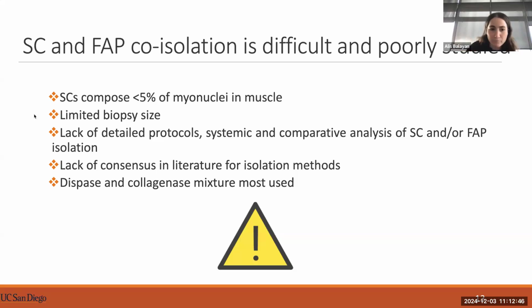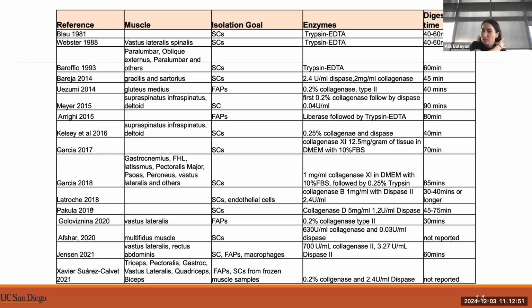So when I did my literature review, I found that a lot of these studies that have been published use either a combination of dispase or collagenase. And for me, I was interested in isolating both at the same time. So I had to come up with an enzyme formulation that would allow for isolation of both of the cells at high yields at the same time.